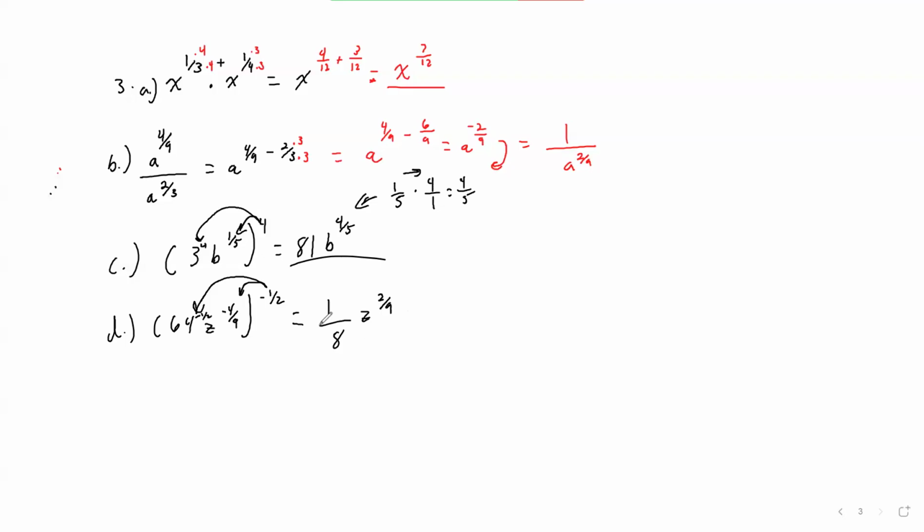Now you can write it like this, but your homework might want you to write it like this. Because the 1 times this would just be this. I like this personally better, but your homework tends to like this one better.